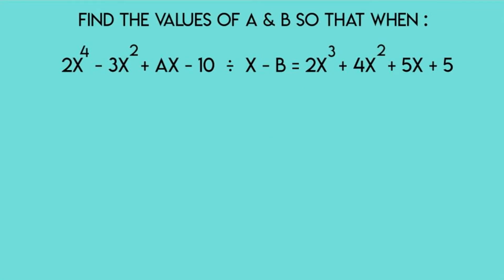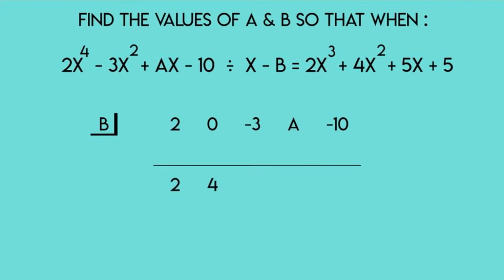Then list down all of the numerical coefficients, so we have 2, 0, negative 3, a, and negative 10, and put it on the first line. Next, since we have the answer to our equation, place the numerical coefficients of the answer on the third line, so that it will be 2, 4, 5, and 5. Now that we have everything laid out, let us first solve for b.